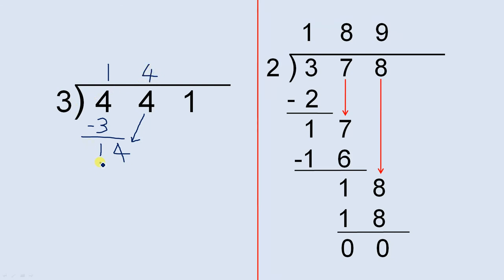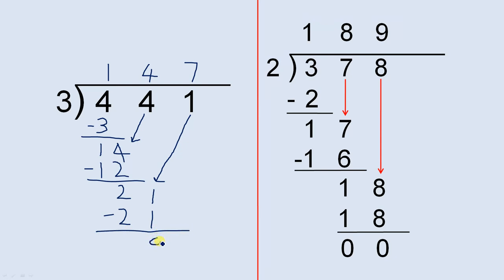4 times 3 is 12. So we put the 12 there, and then we do a subtraction to find the remainder. 4 take away 2 is 2, so there's a remainder of 2. Now, what happens then is we bring the 1 down. Okay, so that 1 goes there. 3 into 21 goes 7, because we know from our tables 3 sevens are 21. So that's a very good sign, because look at this. 3 sevens are 21. When we do the subtraction, perfect division, no remainders. So 3 into 441 goes 147.